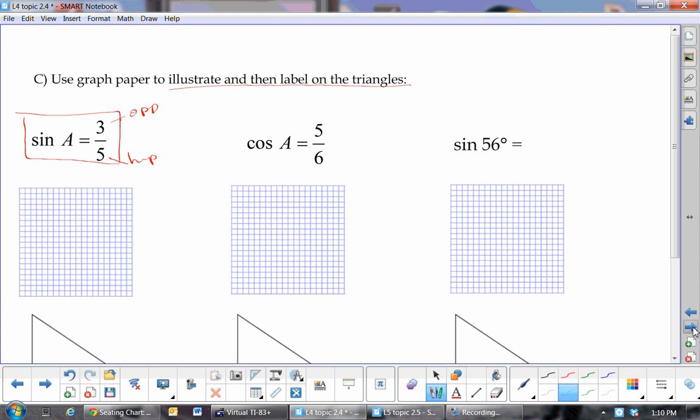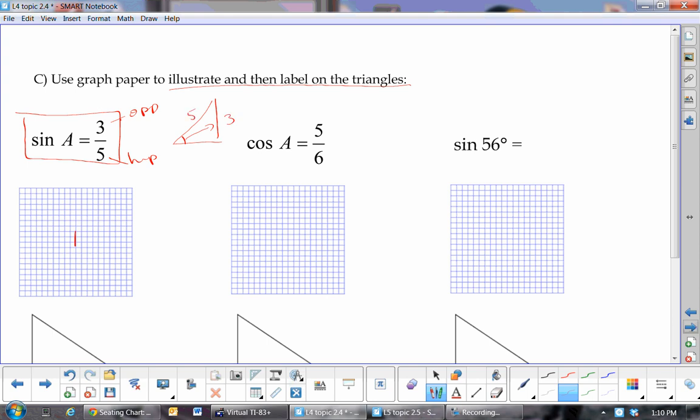Okay, so here's one side. 1, 2, 3. That's the opposite, right? How do you draw 5 as a hypotenuse? No, that's not slope. We have to find the adjacent, don't we? So since we know two sides of a triangle, what sides do we know of this triangle? Yeah, we know opposite, which is 3, and we know the 5.